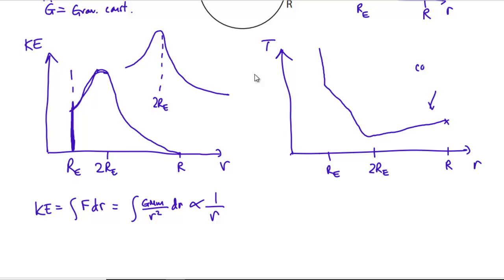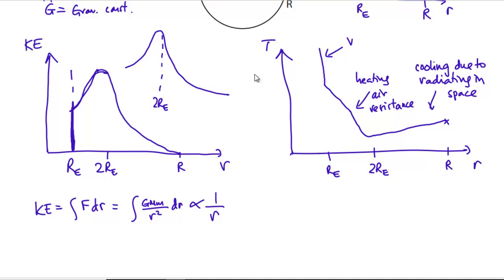So we can say this is cooling due to radiating in space. Then we're going to have heating from air resistance. And then we're going to have very sudden heating on impact.